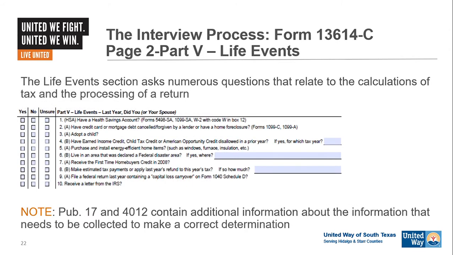Part 5, the life events section, asks numerous questions that relate to the calculation of tax and processing of a return. Publications 17 and 4012 contain additional information about the information that needs to be collected to make a correct determination. So these are just other additional questions.